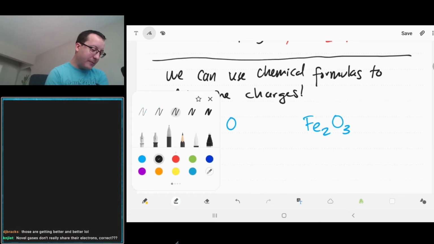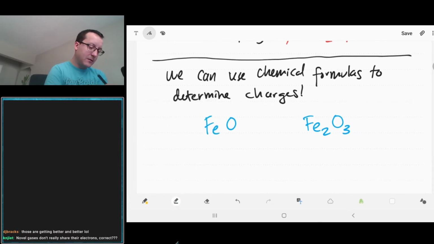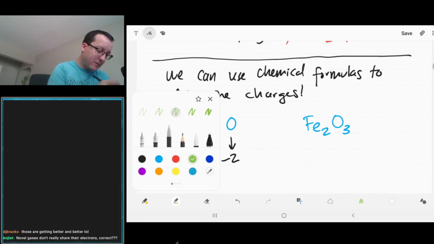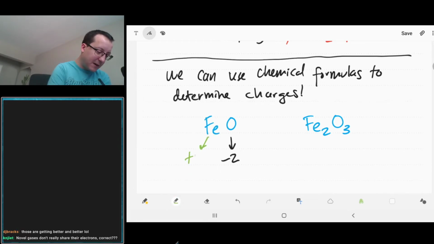We know that oxygen is always -2 when it is a simple ion. And we see here that for iron and oxygen, we have the same number of each one. So that tells us, therefore, that this iron must be +2, because these guys have to cancel out.